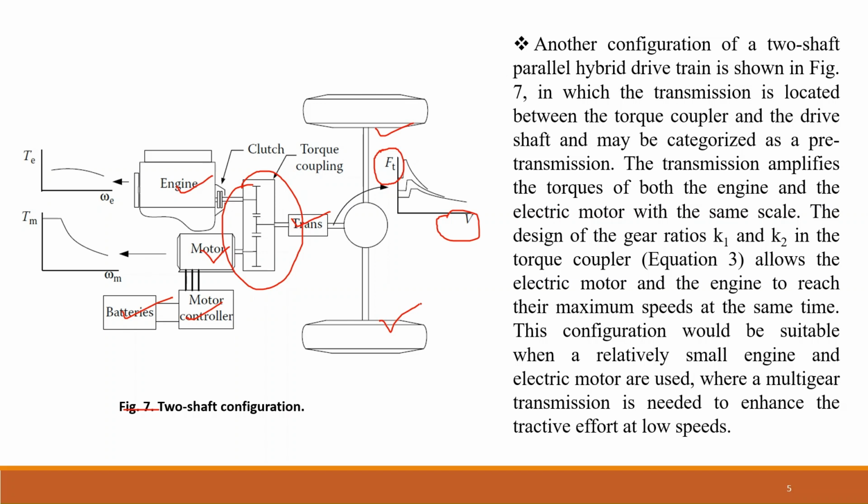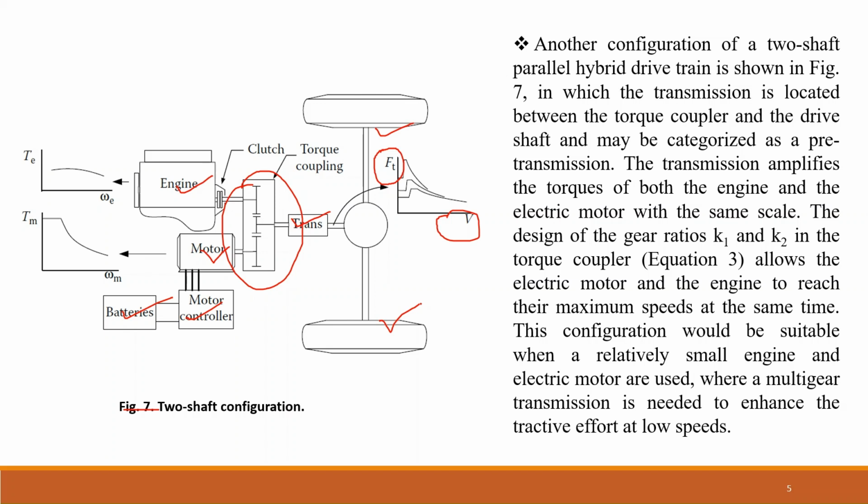In this transmission, what happens is that the transmission basically amplifies the torque of both the IC engine and the electric motor in the same scale. And the design of the gear ratios K1 and K2 in the torque coupler, given by equation 3 that we have already discussed, allows the design of the gear ratios such that the electric motor and the engine reach their maximum speed at the same time.